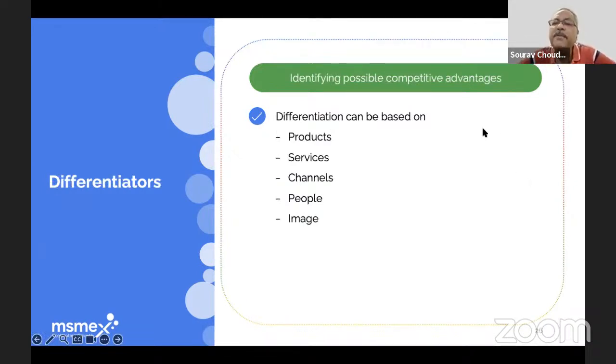When you start differentiating and having a competitive edge, you differentiate on these 5 things. First of all, the product itself can have a differentiator. Then the services can be a differentiator. Pre-sale service, during sale service, post-sale service, that can be a differentiator. Product means product quality, product design, product packaging, product durability, all can be differentiators.